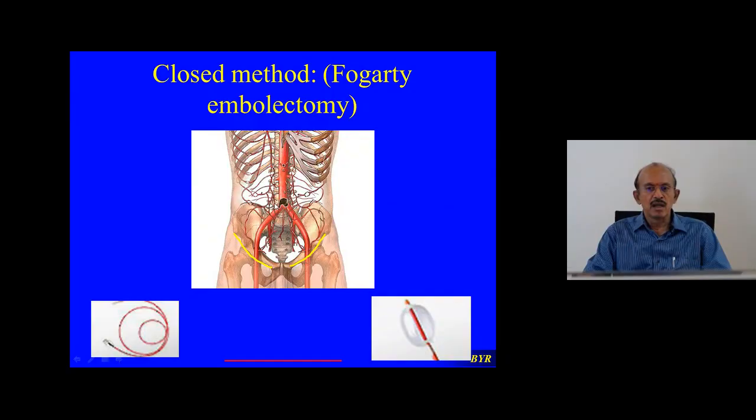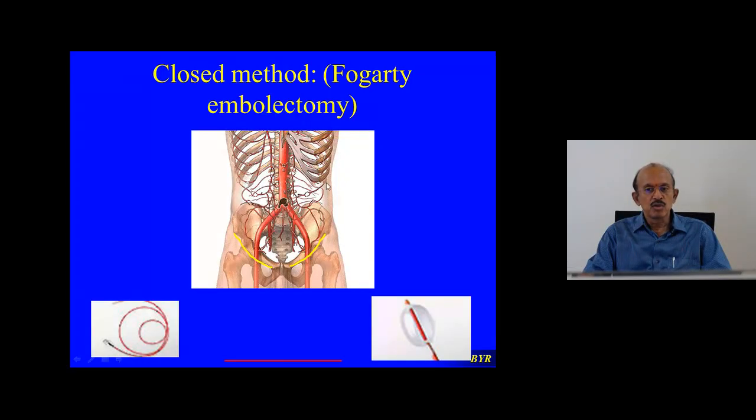For example, a clot is there at the bifurcation of the aorta. Usually, this embolus will stop at bifurcations. So it will stop at, let us say, here. Then what to do? You have to do laparotomy. Push all the bowels to one side.